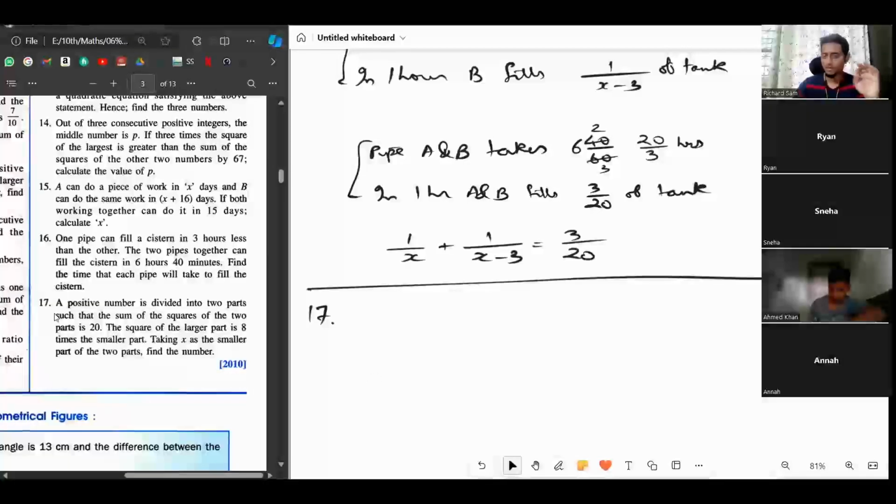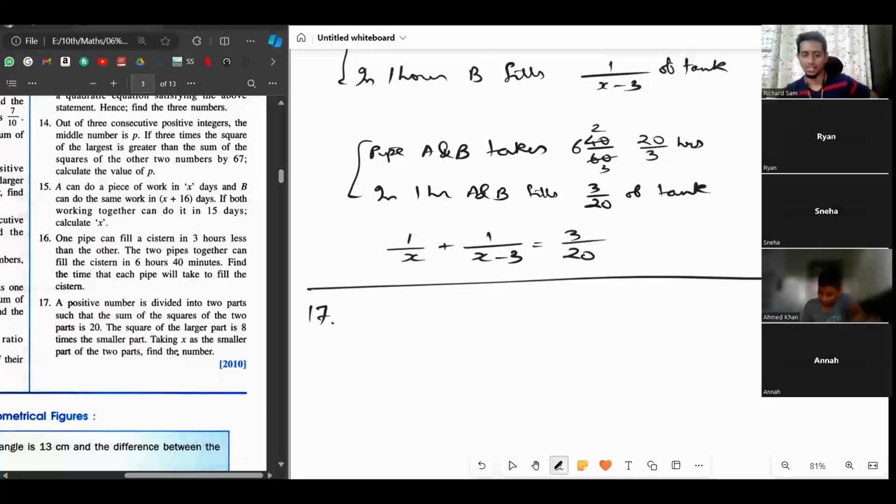Okay, so we'll have two equations. The first statement is: a positive number is divided into two parts such that the sum of the squares of the two parts is 20. Same as before. The square of the larger part is 8 times the smaller part, just like the previous question. Taking x as the smaller part of the two parts, find the number.